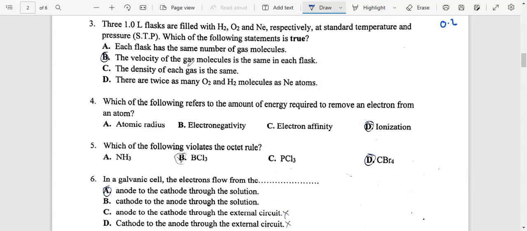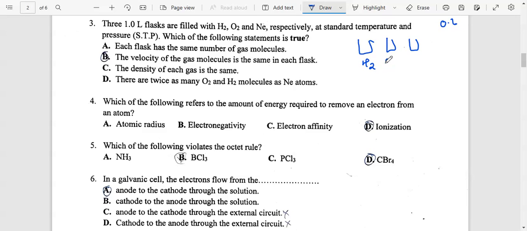All right. So we have got 3 containers. They are all 1 liter. Now one is filled with hydrogen gas, the other one is filled with oxygen gas, and the other one is filled with neon. If you look at option 1, what is it saying? Each flask has the same number of molecules. How do you know the same number of molecules? The only way you can tell is you need to know the moles which have been added in these containers.